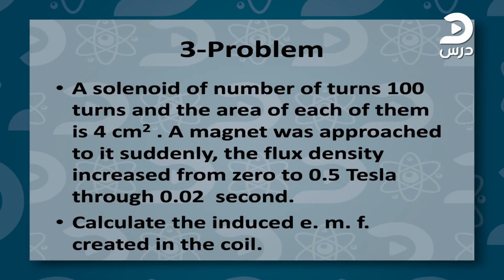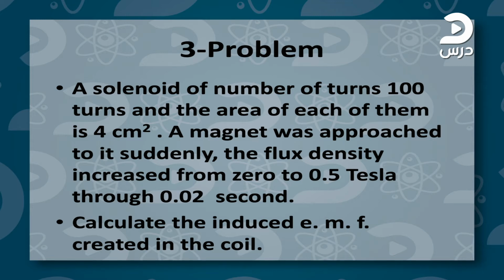Problem: a solenoid of 100 turns, and the area of each turn is 4 centimeter square. A magnet was suddenly approached to it. The magnetic flux density increased from 0 to half Tesla through 0.02 seconds. Calculate the induced EMF created in the coil.